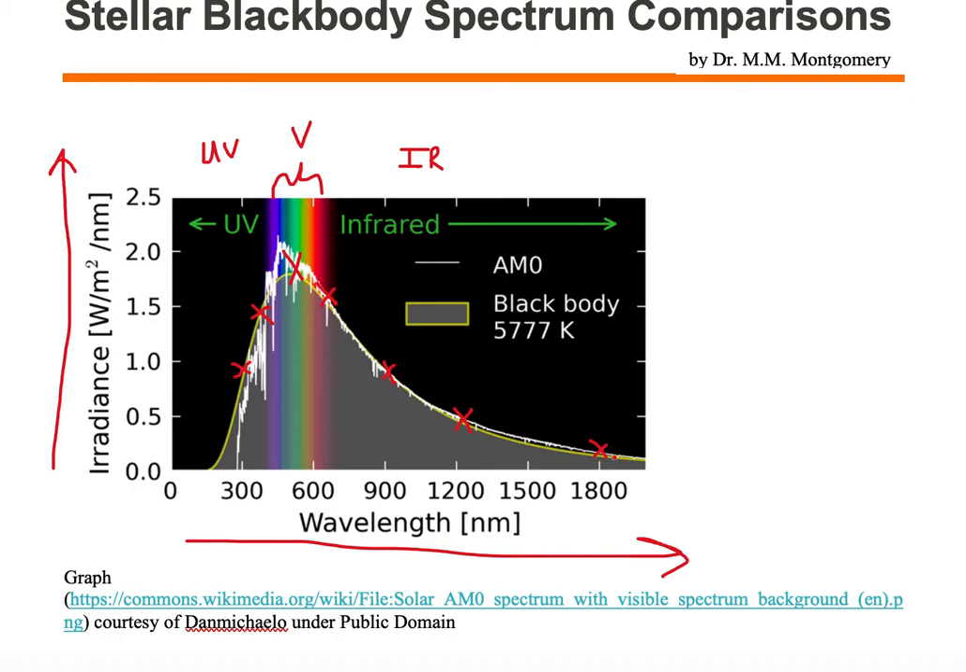Then we draw a line through it, and the perfectly smooth line that we draw is called a blackbody spectrum. Here you see the blackbody is at 5777 Kelvin and is colored gray. Everything underneath the curve is called the blackbody. Now notice that the sun is not a perfect black body.